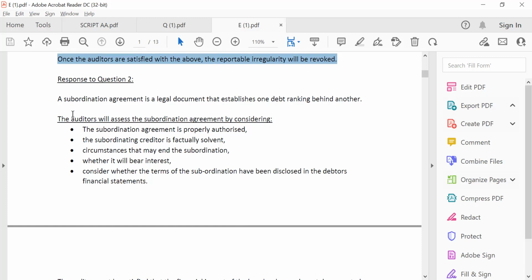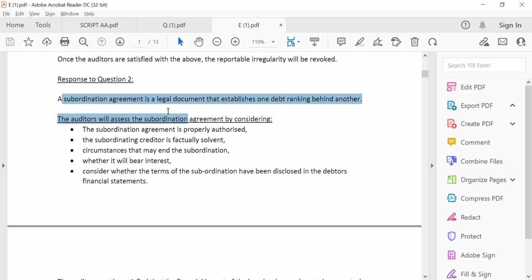This is where we need the candidate to discuss whether or not they think the Midrand school is a going concern and what evidence would be provided to the auditors. The candidate responds to the evidence that would need to be provided to the auditors. It says here, a subordination agreement is a legal document that establishes that ranking. So there is just theory, no application. They're just giving us the theoretical meaning of a subordination agreement.